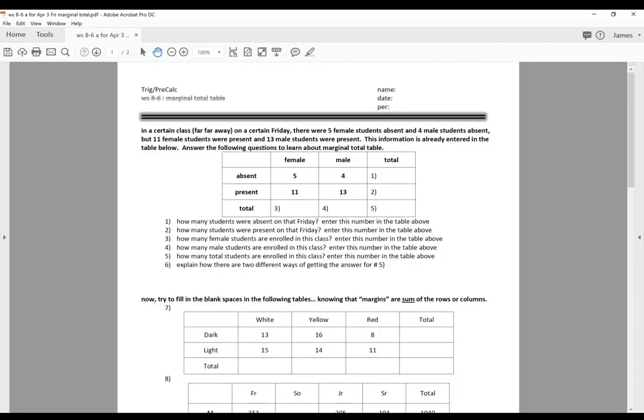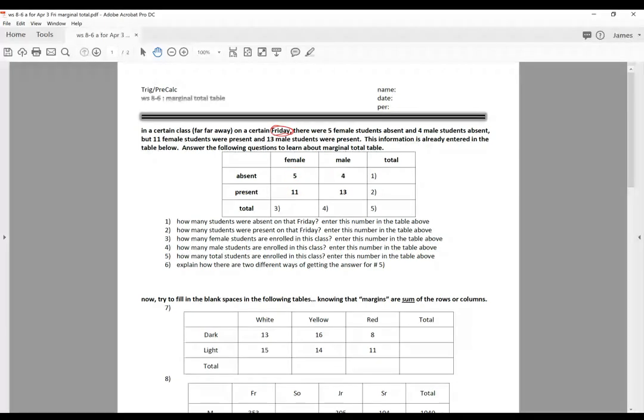Okay, so if you read it, it was on a Friday, so everything happened on Friday. There are 5 female absent and 4 male students absent. That's given these numbers right there. And 11 females present, 13 male present. So these are the numbers here. So we're just going to use these 4 numbers to figure out what goes on the total column.